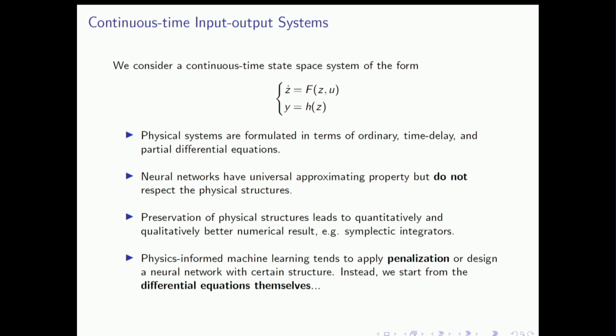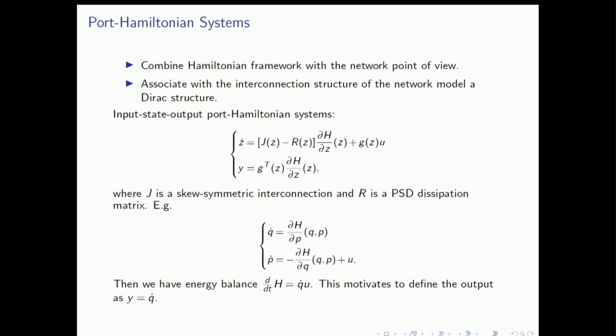Nowadays, typically what people do for physics-informed machine learning is apply penalization, right? If we don't respect the Hamiltonian equation, I just penalize it. Today you're going to see something a little bit different, because we want to start from the differential equations themselves. By the differential equation, I mean port Hamiltonian systems. It's a combination of a Hamiltonian system and the network point of view, because you have input and output.